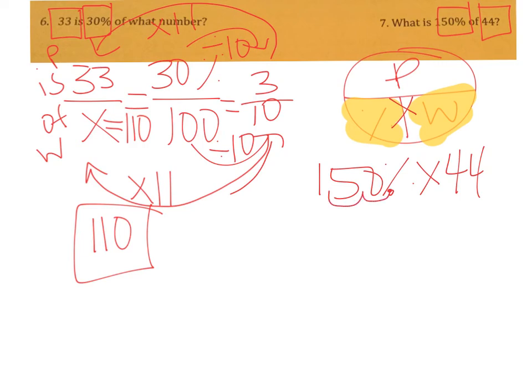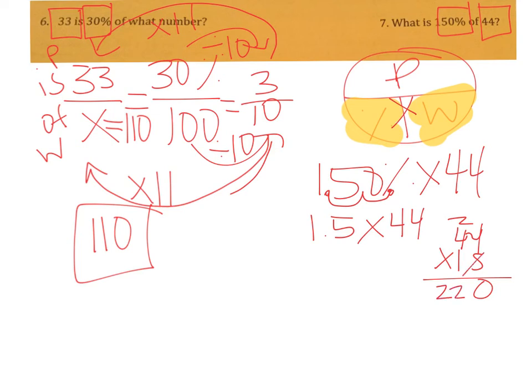And we're going to move it 2 times to the left. So we have 1.5/10 times 44. Alright, so right now I'm going to just keep my decimal out, and I'm just going to do 44 times 15. So 5 times 4 is 20. 5 times 4 is 20 plus 2 is 22.